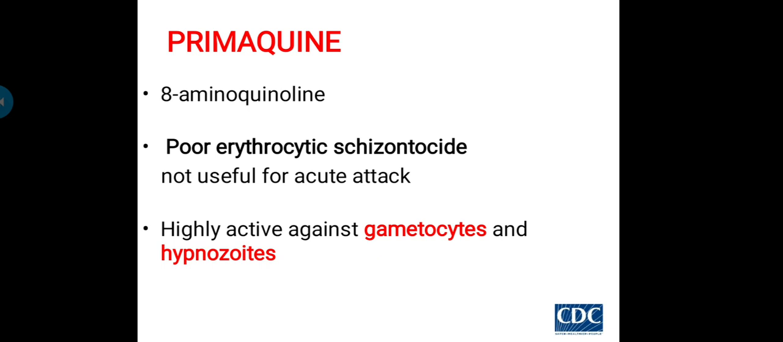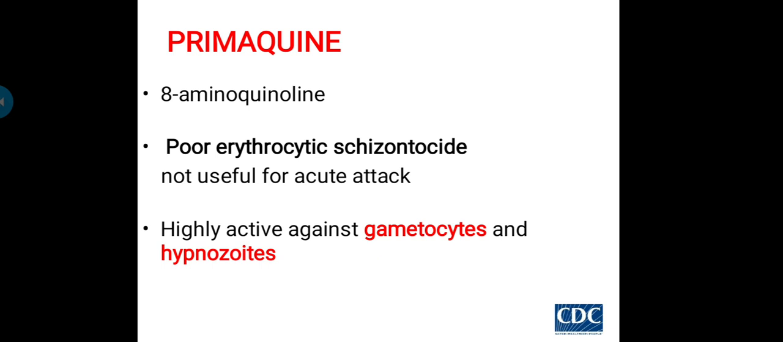Next, primaquine. Primaquine is an 8-aminoquinoline. We have discussed it already. It has two unique properties. It can kill hypnozoites in vivax, as well as it can kill gametocytes of vivax as well as falciparum. It is a poor erythrocytic schizonticide. That means it has no role on the merozoites, so not useful for the acute attack.